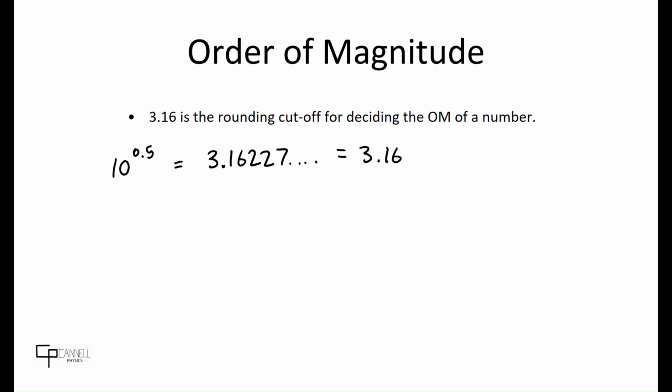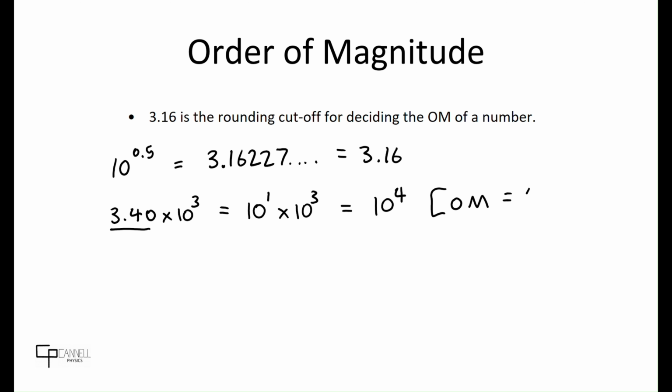Examples always make things easy to understand, so let's try one. Let's consider a number in scientific notation, 3.40 times 10 to the power of 3. To decide the order of magnitude of this number, we first look at the coefficient, which is slightly above 3.16, that cutoff. So we can safely guess that the power will be slightly more than 0.5, which means when we rewrite this as a power of 10, we can round that up to 1, because it would be slightly more than 0.5. And don't forget the other part of the number, 10 to the 3. And using index laws, this will be 10 to the 4. Therefore, the order of magnitude is 4.